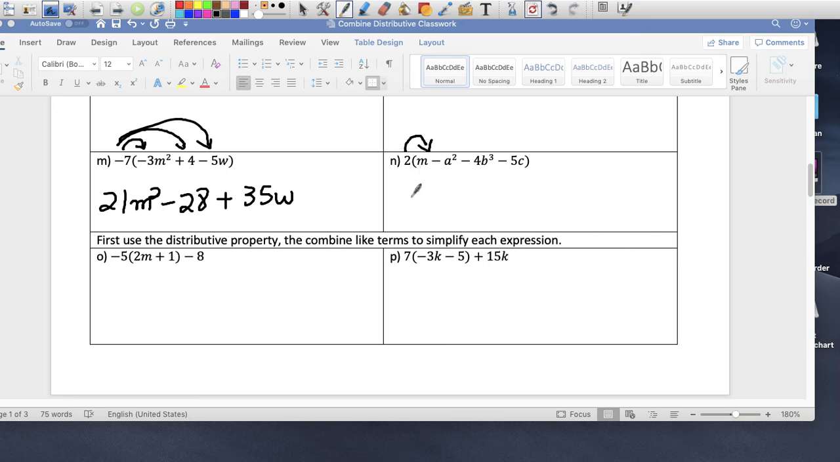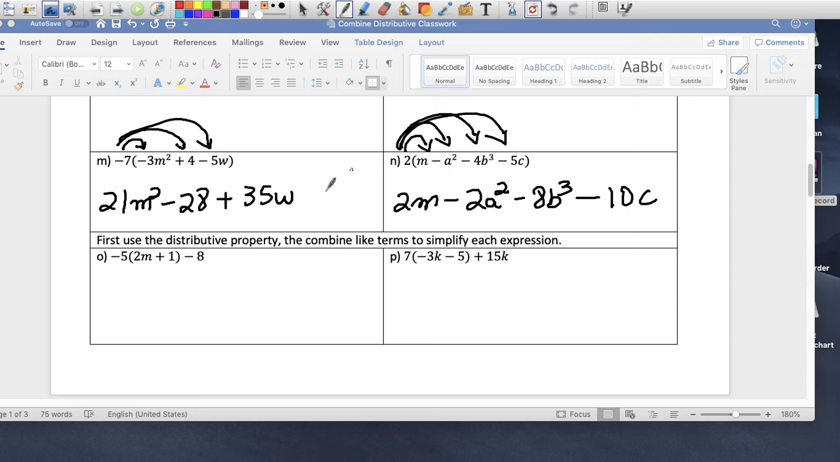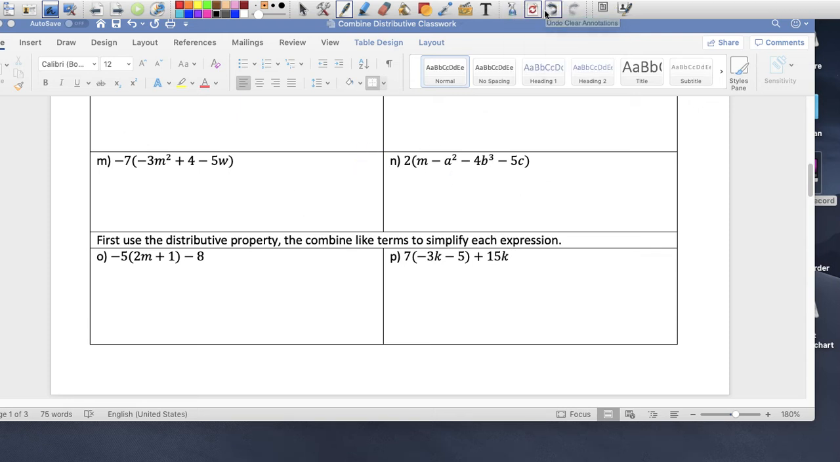2 times m, positive times a positive is 2m. Positive times a negative is going to be negative, and 2 times a squared is 2a squared. Positive times a negative is going to be negative, and 2 times 4 is going to be 8b cubed. Lastly, a positive times a negative, again, is going to be a negative, and 2 times 5 is 10. Don't forget the c.